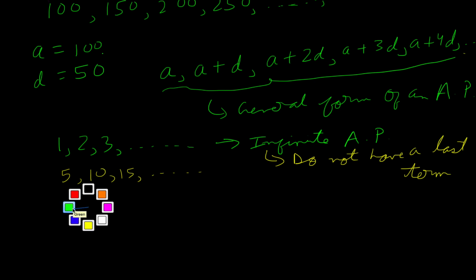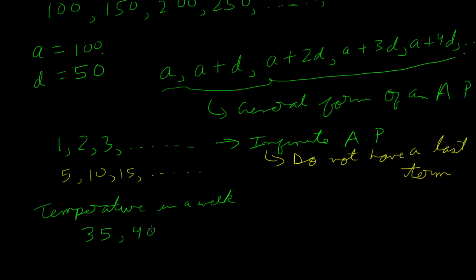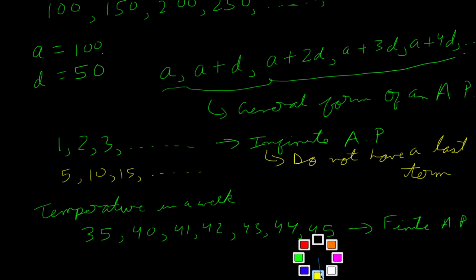But let's say you are recording temperature in a week. Then the temperature you may record may be 35 degrees, 40 degrees, 41 degrees, 42, 43, 44, 45. So 7 days a week, and then there will be 7 such terms. So this is called a finite arithmetic progression, where we do have a last term.